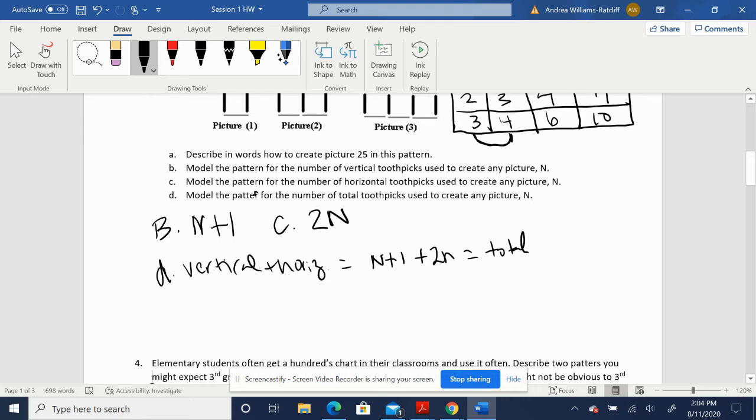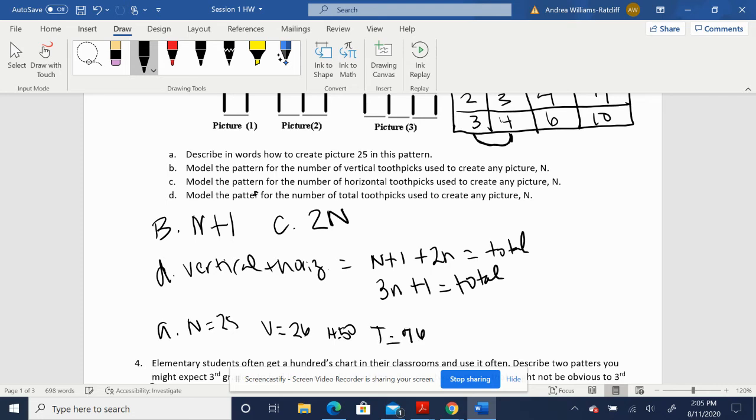Now, some of you might be comfortable in your algebra. You might have combined like terms. 3n plus 1 is the total. If you didn't, it's not a big deal. Okay. Now let's go back and look at A. It wants us to describe in words how to create picture 25. So what do we know? We know we're dealing with the 25th picture, n is 25. So in terms of vertical, it's going to have 26 vertical toothpicks. We know that it's going to have 50 horizontal toothpicks, 25 plus 1 and 2 times 25. Okay, and we know it's going to have a total then of 76 toothpicks.